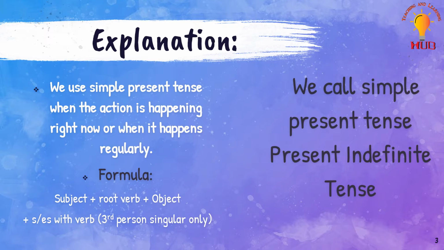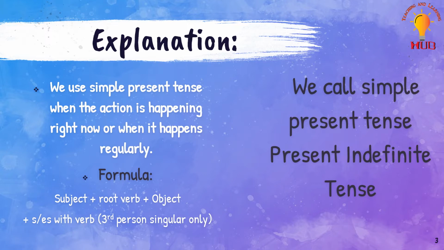Subject, a person who is doing an action. Root verb, that is the first form of the verb, or we call it root verb, plus object, a person who is receiving an action. It's a simple formula. For example, I write a letter. I is a subject, write is a root verb, and a letter is an object.